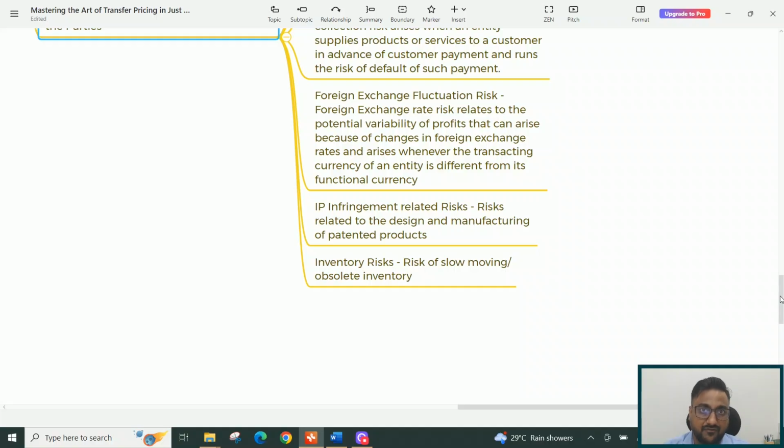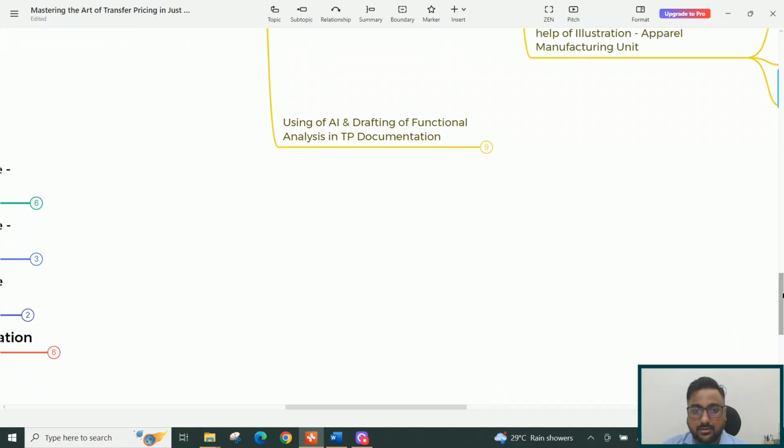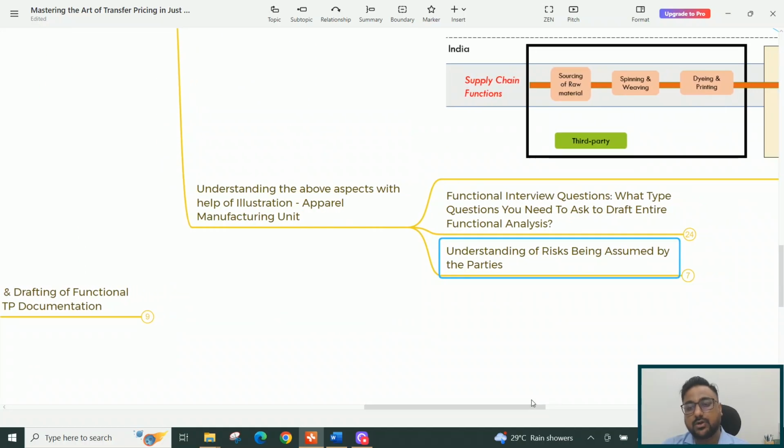So these are the types of risk questions that you should ask and understand from the client, right? I hope this entire thing clarifies. Now, the main part: in the next video we are going to see how we are going to use AI to draft the entire functional analysis in a TP document, right? So be ready for the next part.